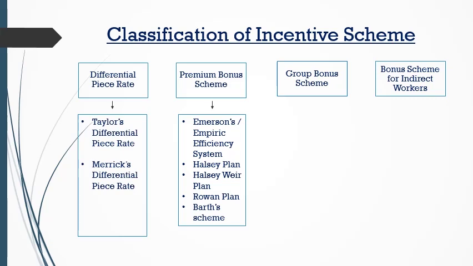Under the differential piece rate system, there are two methods: Taylor's differential piece rate and Merrick's differential piece rate. Under the premium bonus scheme, there are 5 methods: Emerson's efficiency system, Halsey plan, Rowan's plan, and Bedaux scheme. Please note that we will be discussing only a few of the methods of incentive scheme, keeping the exam point of view in mind. If you require anything more or other methods to be explained, please leave a comment in the description below, and we will get back to you soon.